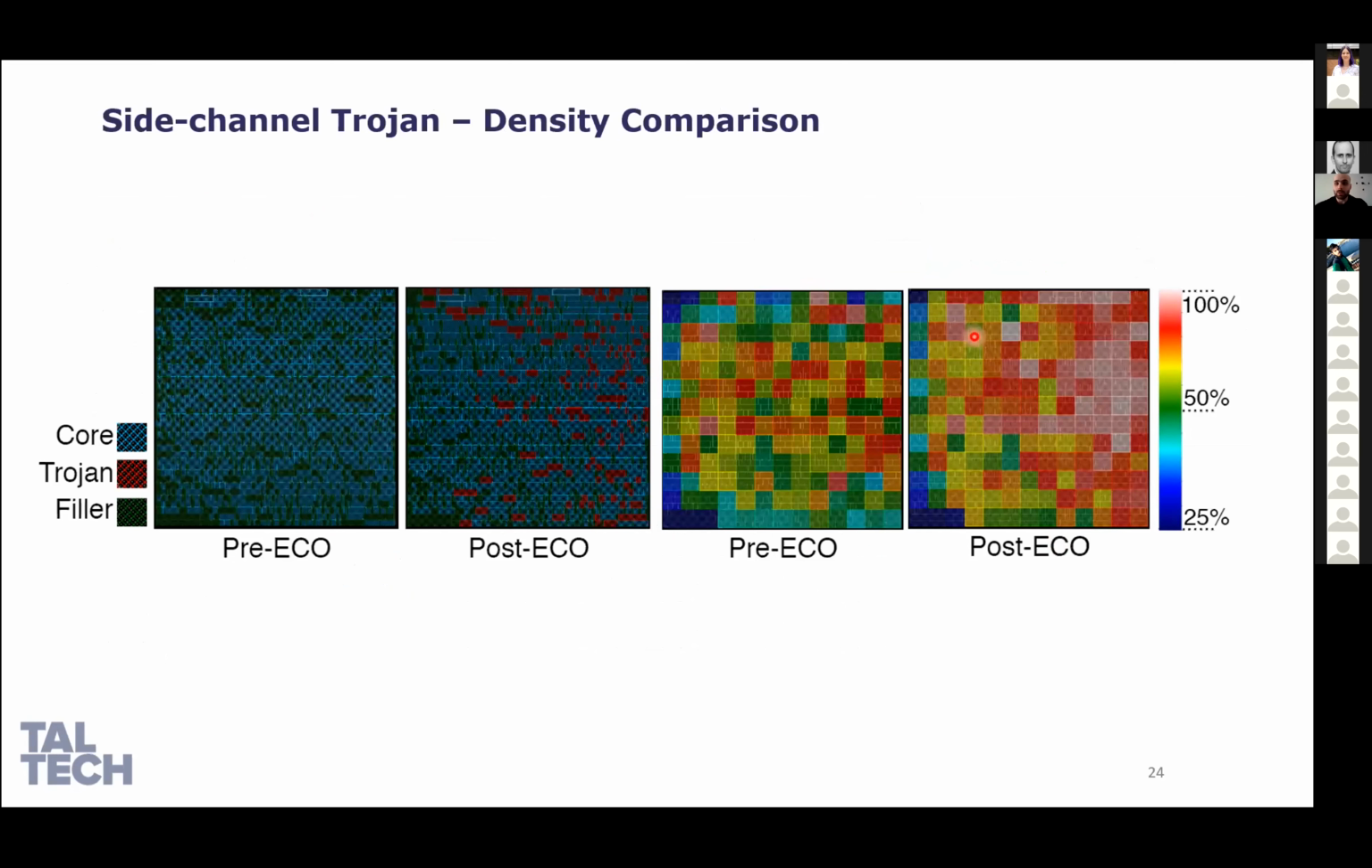This figure shows how the density changes after you insert the hardware Trojan. As you can see, before the Trojan, the design was very dense, and after you can check some areas with 100% of utilization. And this means that even though the target is very dense, you can insert a Trojan that's not that small in that target.